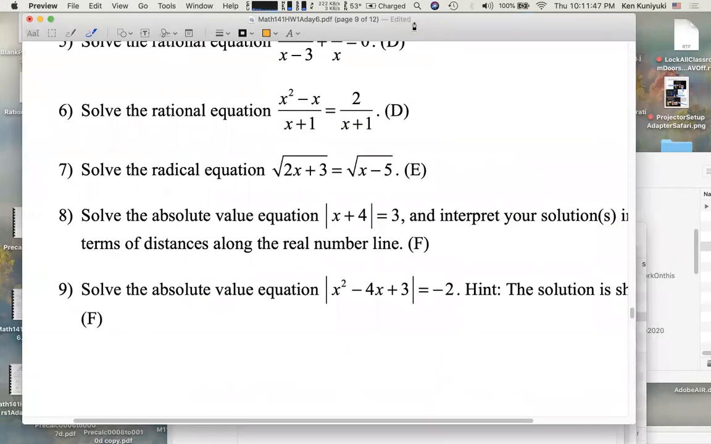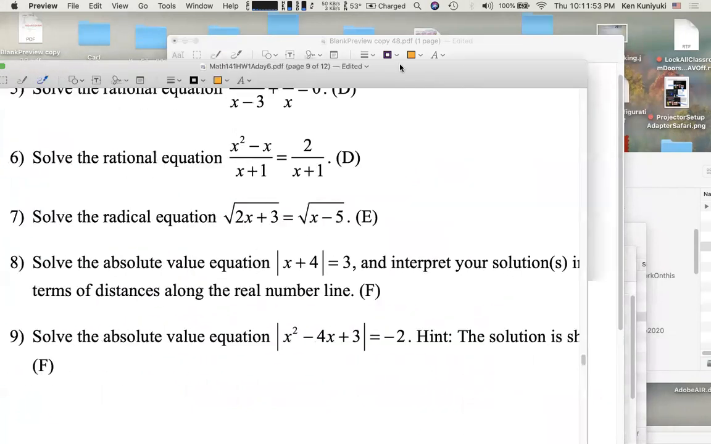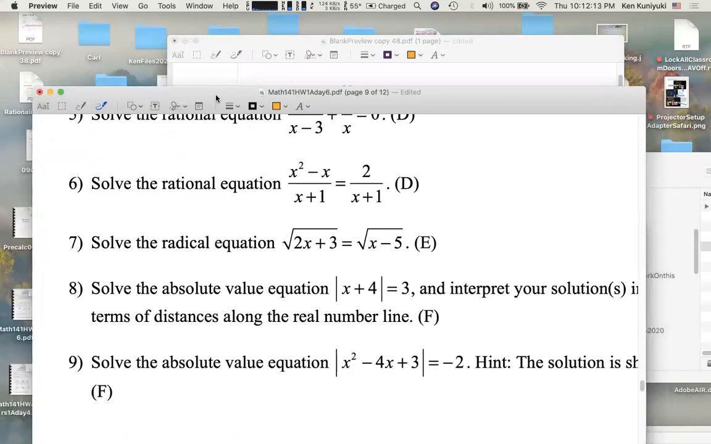I didn't have much time to discuss this. Solve the absolute value equation and interpret your solution in terms of distances along the real number line. All right, so the absolute value of x plus 4 equals 3. Now we could do a basic substitution. Wait. Oh, that's 8. Sorry, 9.